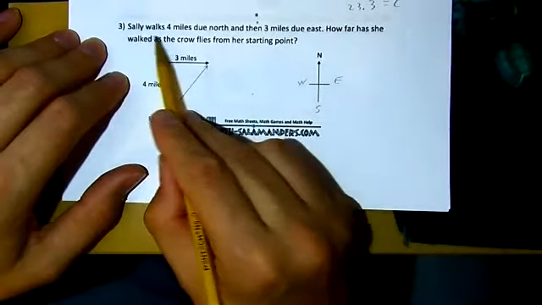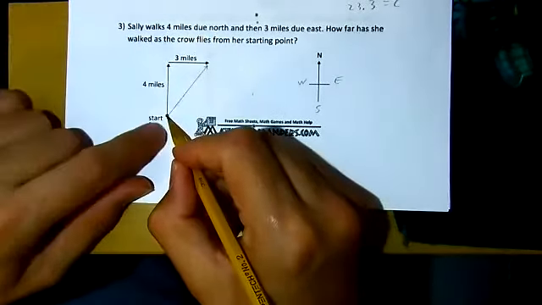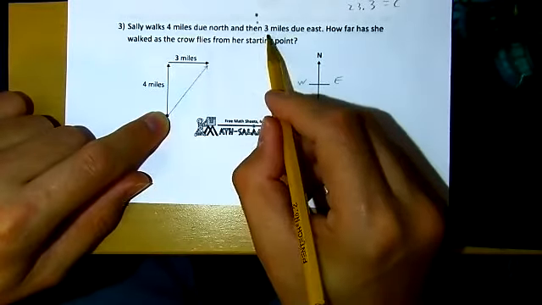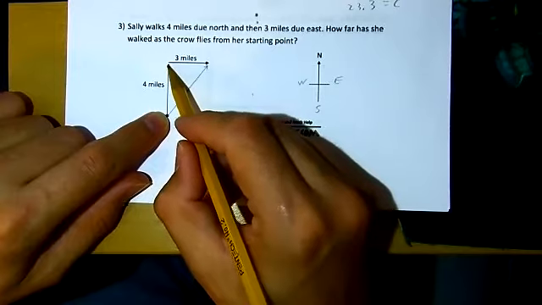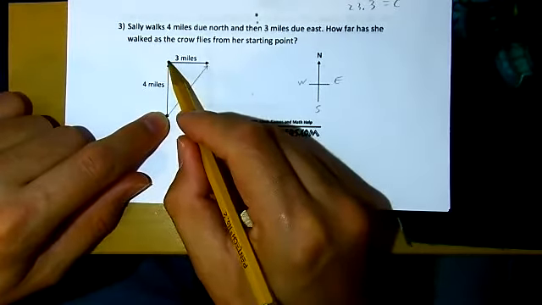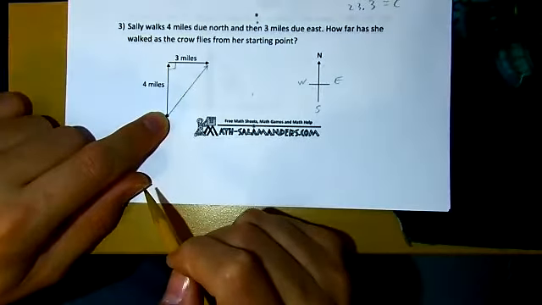So it says Sally walks 4 miles due north. So here's her start point. She walked 4 miles north and then 3 miles due east. Due means they're exactly perpendicular. This is exactly south. This is exactly east. So this makes your right angle right there.